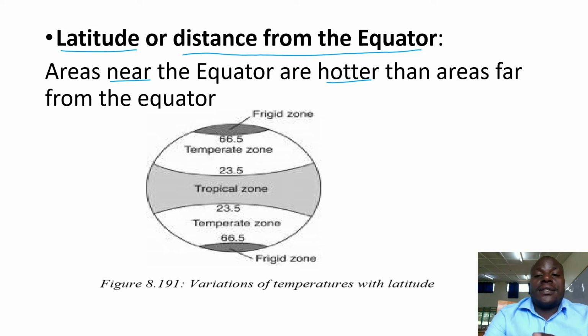In other words, equatorial regions are hotter than polar regions, and this diagram summarizes it. As you move far from the tropical zone or equatorial zone and the doldrums, temperatures keep on reducing. These polar regions, North Pole and South Pole, are colder compared to equatorial region.